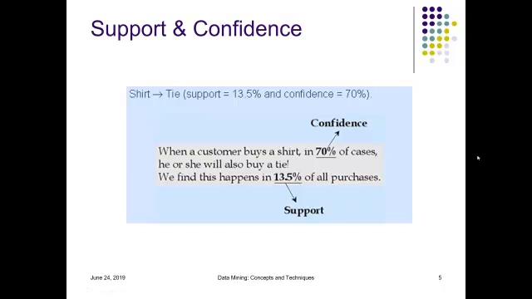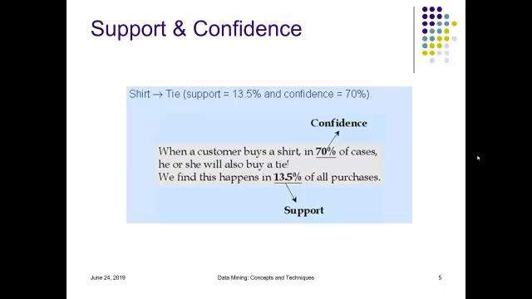In association mining, there are two important parameters to check whether an association rule is qualified or not, or to consider the strength of the association rule. Those are called support and confidence. So it's very important to understand what support and confidence are and how to measure them for a given association rule. So we'll take a simple example like this: shirt association with tie.